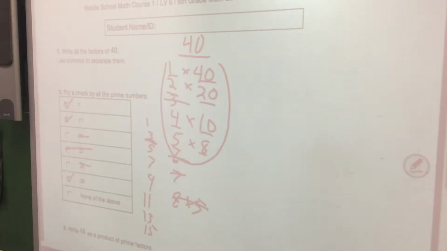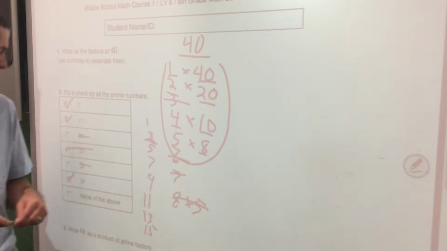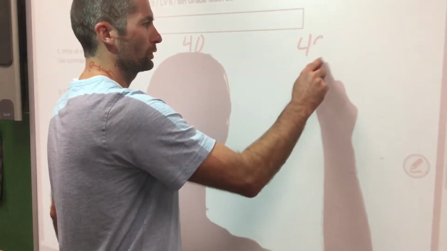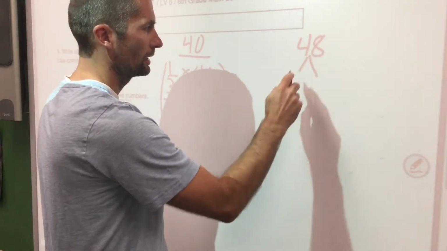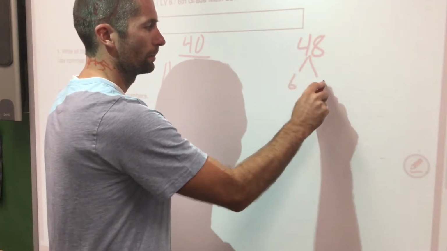Next, right, 48 is a product of prime factors. Okay, so I'm going to do it with the factor tree. And do it a lot of ways. 2 numbers that multiply to get to 48. Let's do 6 and 8.